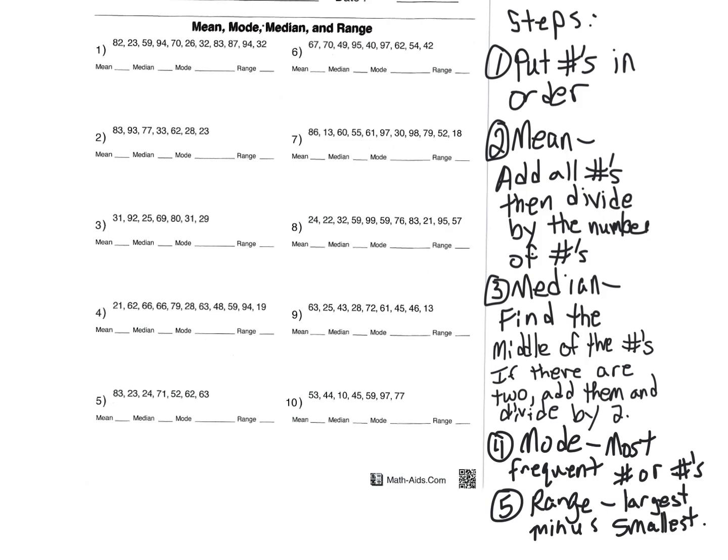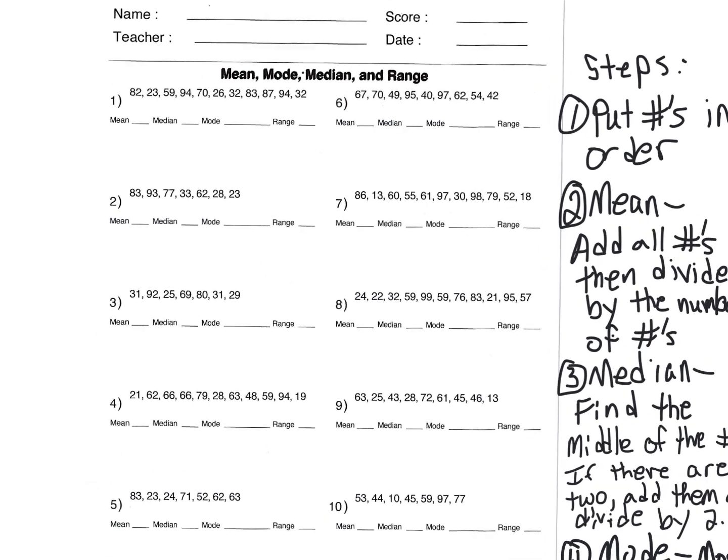I'm going to demonstrate for you how to find the mean, median, mode, and range of a set of numbers. On the right hand side, you don't have space on your worksheet. However, I've written down the 5 different things. So first thing is to put the numbers in order, either least to greatest or greatest to least. It's easier if you go least to greatest.